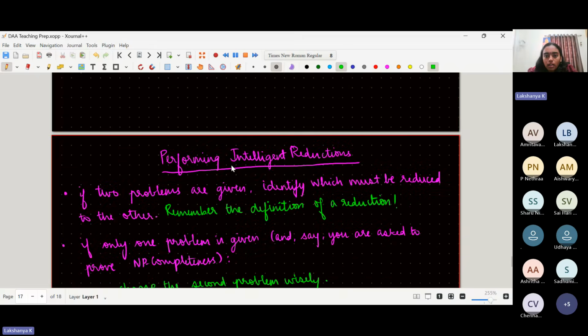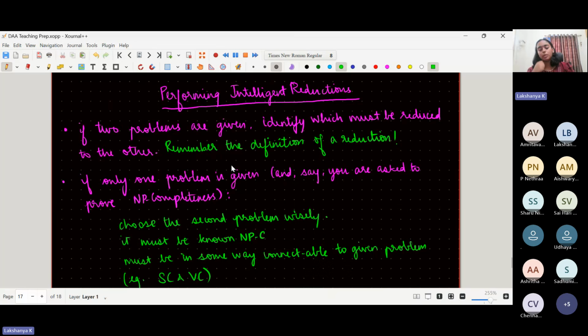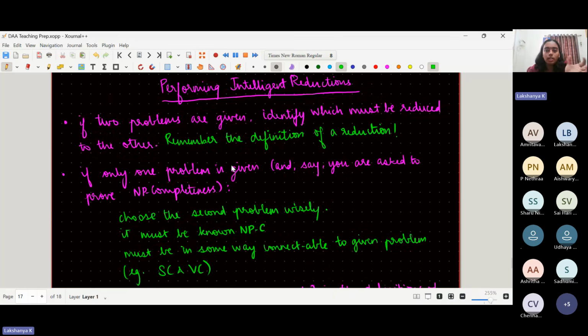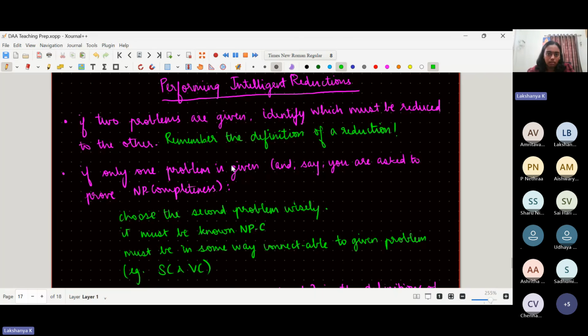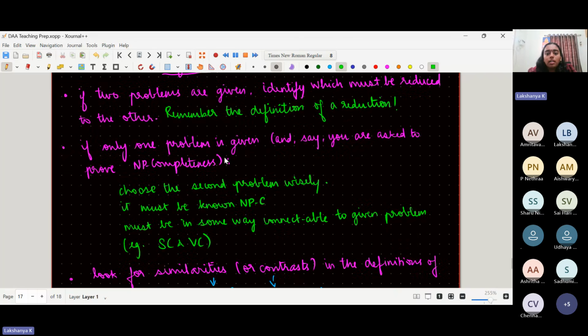Okay, so after this I'm going to take approximation and randomization algorithms, but before that, just a few things which helped me work on reduction questions. If two problems are given, identify which must be reduced to which. One of you had a question initially when we were discussing independent set and vertex cover: why is this reduced to this and not the other way around?